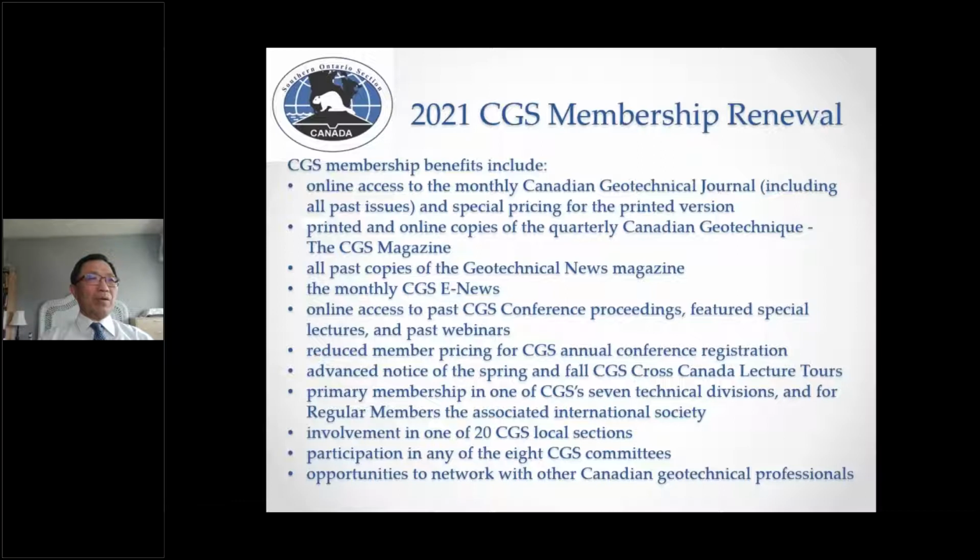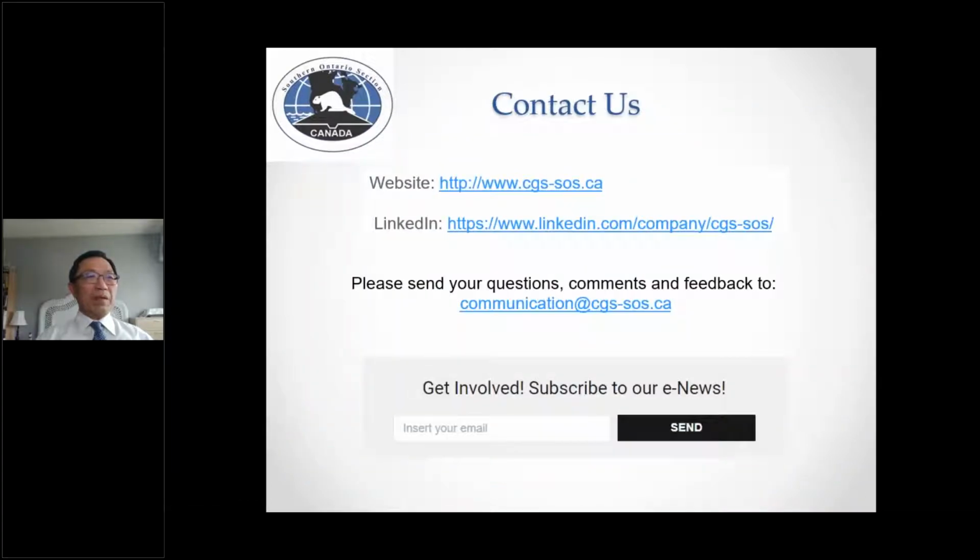Once we are back to regular physical meetings, you can also get a special member rate to attend either the conference or the dinner lectures as usual. You can also have an opportunity to participate in the committee of the CGS at a different locality. So if you have any question, please send us an email as shown on the screen. You are also welcome to visit our website more often. Thank you.